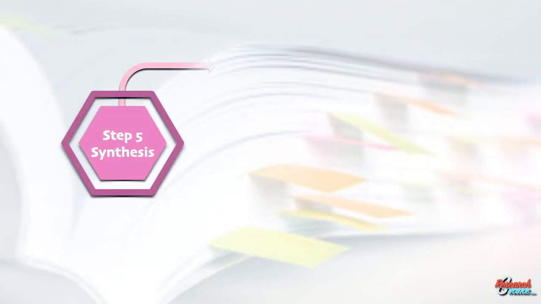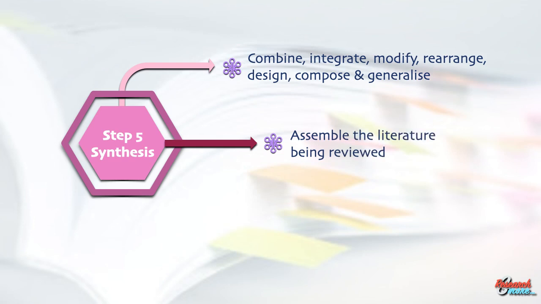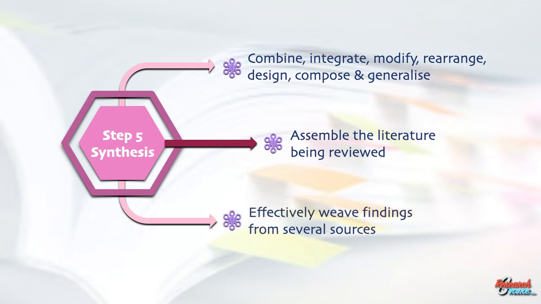Synthesizing the literature involves activities such as combining, integrating, modifying, rearranging, designing, composing, and generalizing. The essence of synthesis is to assemble the literature being reviewed for a given concept into a whole that exceeds the sum of its parts. In a well-synthesized discussion, findings from several sources are very effectively woven together.